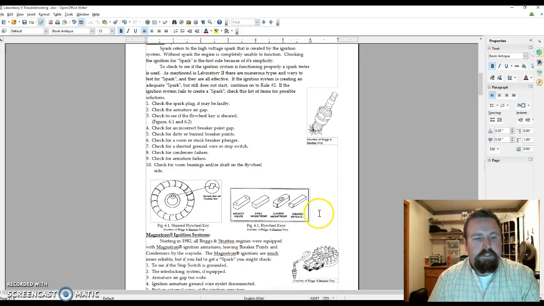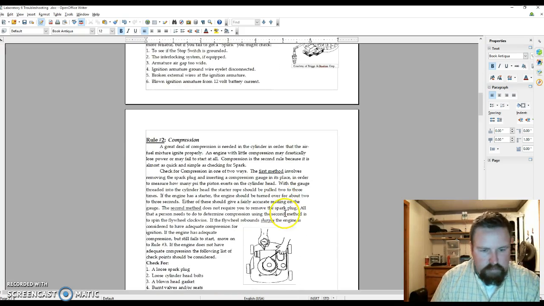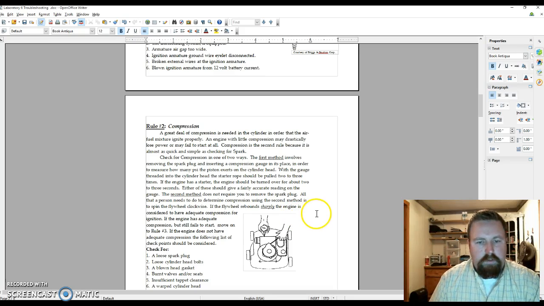All right, let's move on to our next area here. Compression. We know that we need compression in our engines. Small engines typically have a 6-to-1 compression ratio. And one of the things that we're going to do is check for compression by popping out the spark plug and inserting a compression gauge. Now once you do that, you're going to pull the engine over 2 to 3 times, and it'll read what the PSI, pounds per square inch, of compression you have.